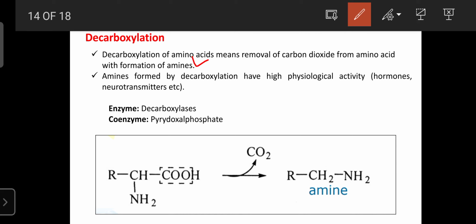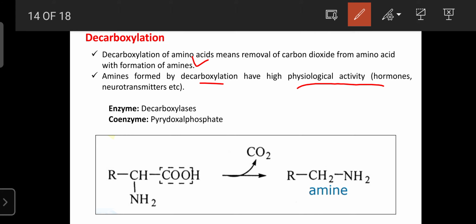And what are the amines that were formed during the decarboxylation reaction? They are highly physiologically active. These are either hormones or neurotransmitters. Whatever the amino acids that undergo the decarboxylation reaction form amines, and those amines are highly physiologically active. They are involved in the regulation of various reactions.